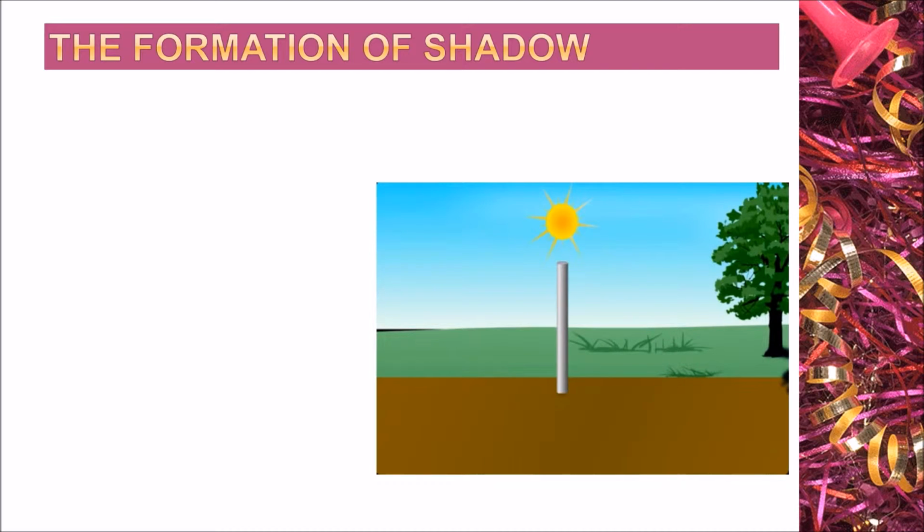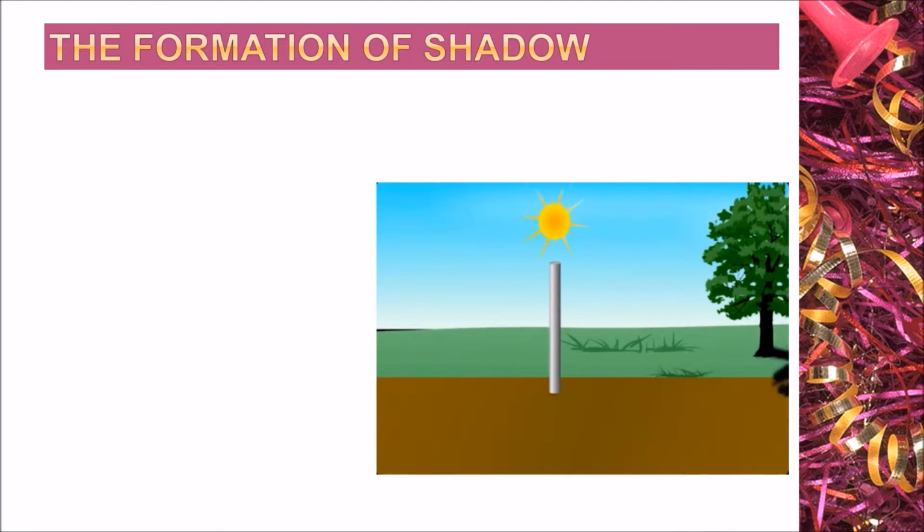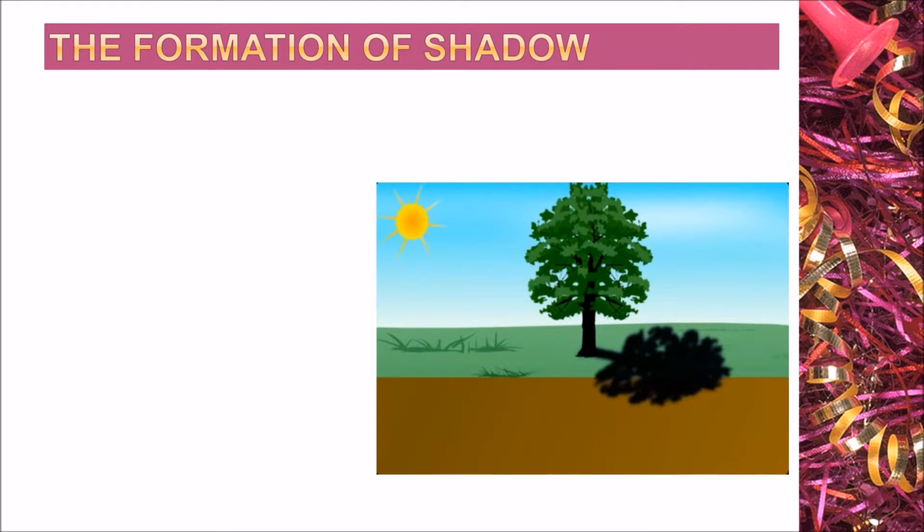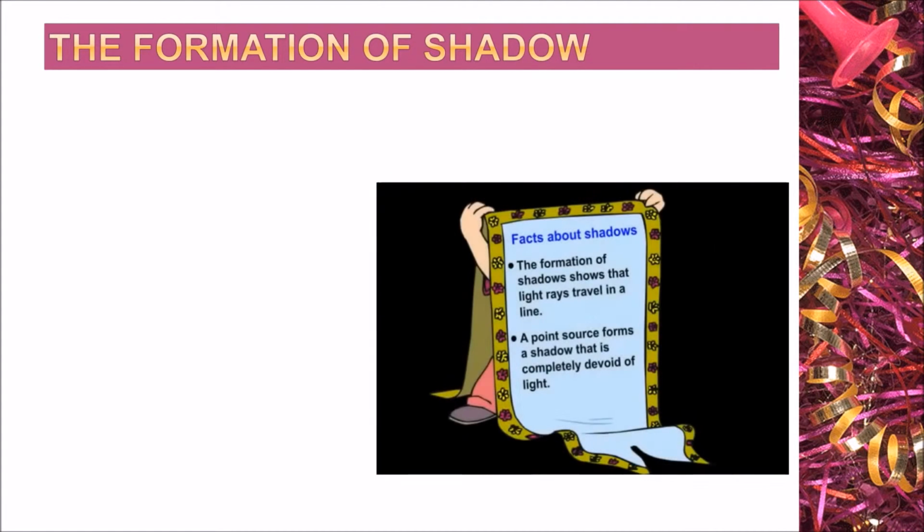So let's talk about shadows in some more detail. Look at this tree. This tree does not allow light rays to pass through it. So it's an opaque object. And this region that you see, which is completely cut off from light, is called the shadow. Now, the formation of shadows shows that light rays travel in a straight line.